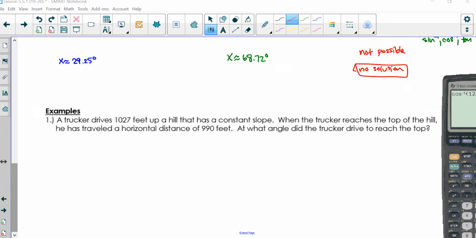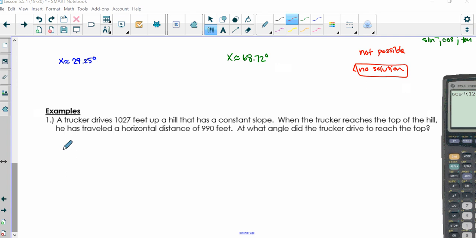All right, it says a trucker drives 1,027 feet up a hill that has a constant slope. When the trucker reaches the top of the hill, he has traveled a horizontal distance of 990 feet. At what angle did the trucker drive to reach the top?